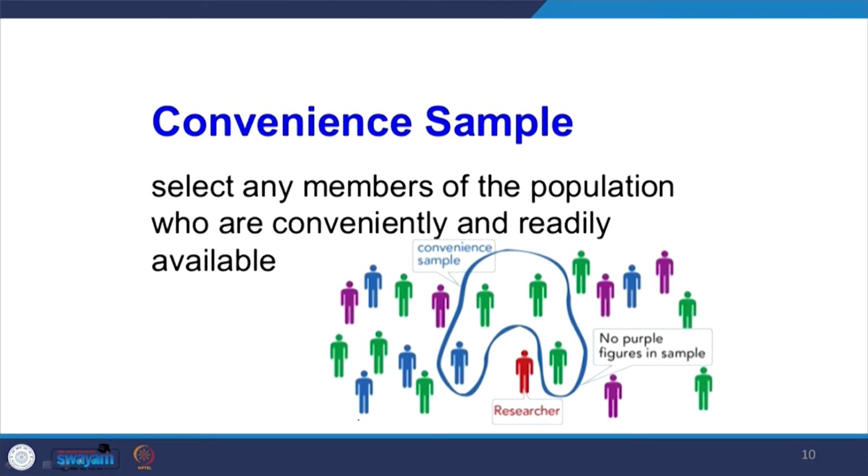So, here the example, the picture, clearly clarifies what is called convenient. The researcher, wherever located, maybe the nearest distance is the sampling frame. Then some others may not be included.